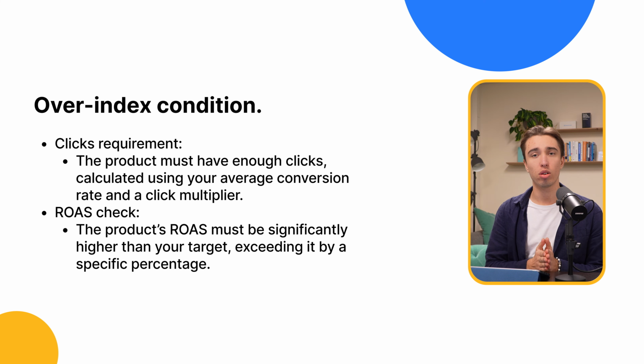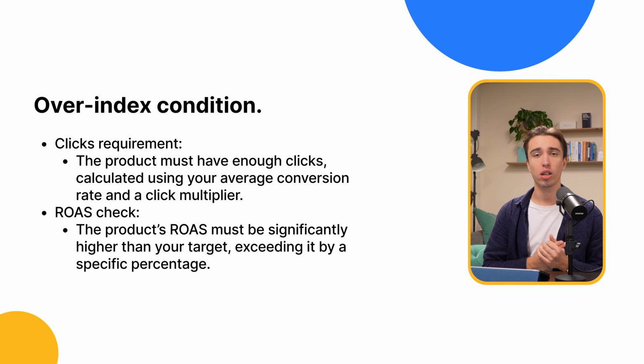Then, how do the conditions work for each of the index groups? I'm going to talk about all of the 5 different groups, and I will first start with the over index group. This group are your products that are performing extremely above your target, and there are 2 conditions that must be met. The first one, it has to have enough clicks. That's calculated by your average conversion rate and your click multiplier, which is a setting in your configuration. Then it also needs to comply with a ROAS check. The ROAS must be significantly higher than your target ROAS, exceeding it by a percentage that you can also set in the configuration.